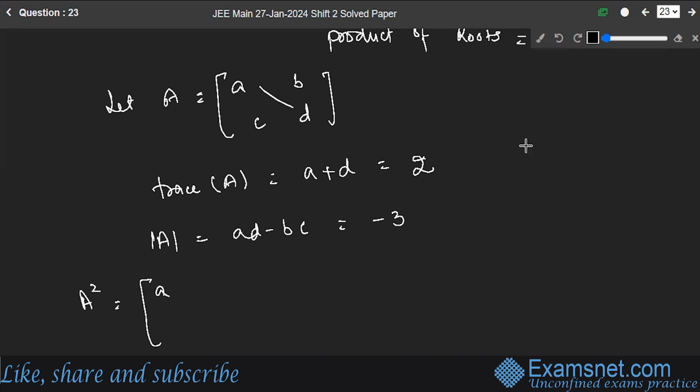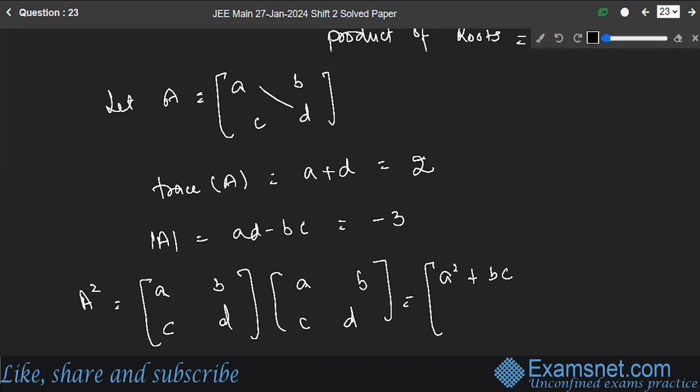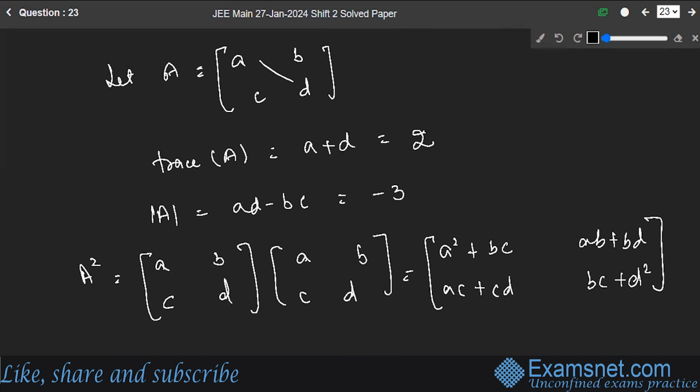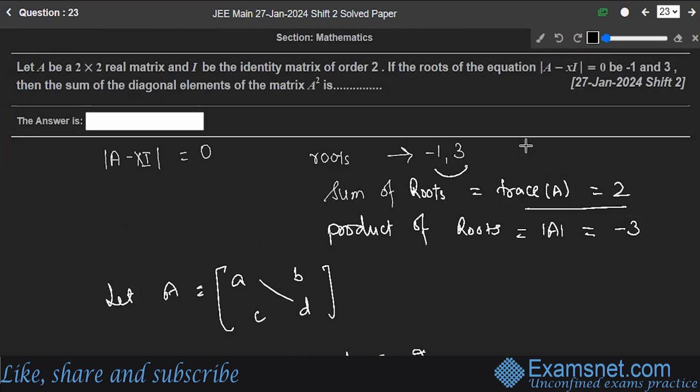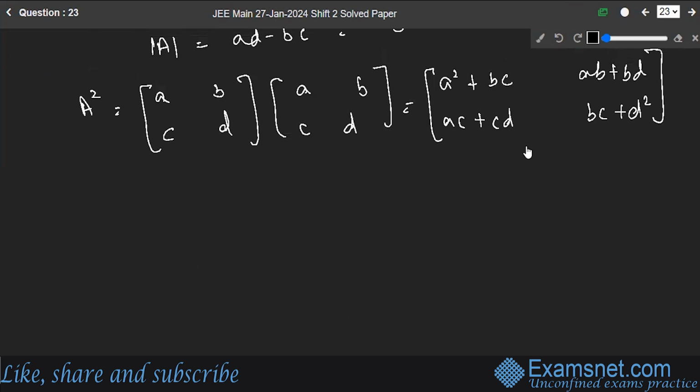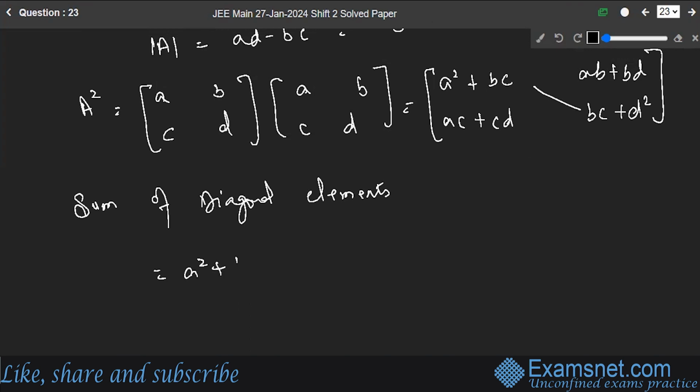Let's find out A square: a, b, c, d times a, b, c, d. That's equal to A square. This here will be ab plus bd and bc plus d square. And what we need is the sum of the diagonal elements of A square. I need to find out the sum of these two elements, which is a square plus bc plus bc plus d square, that is a square plus 2bc plus d square, right?